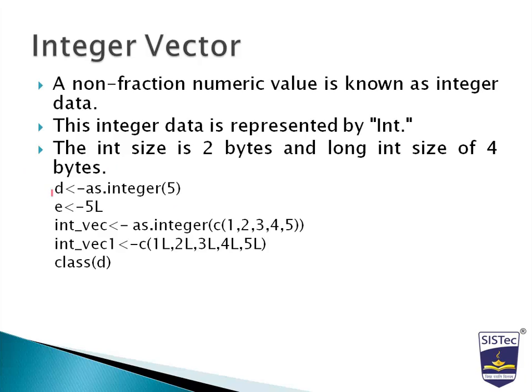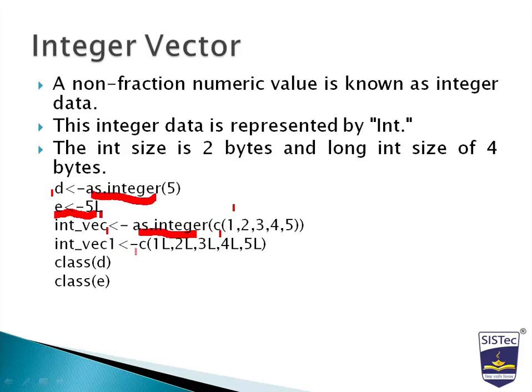We create a variable d and assign it 5, and we need to typecast this value into an integer. That's why we use as.integer. It means the value is converted or typecast into an integer. Directly we can do this by using the L character to indicate that it is an integer value, or we can convert the values using as.integer with the simple c function.